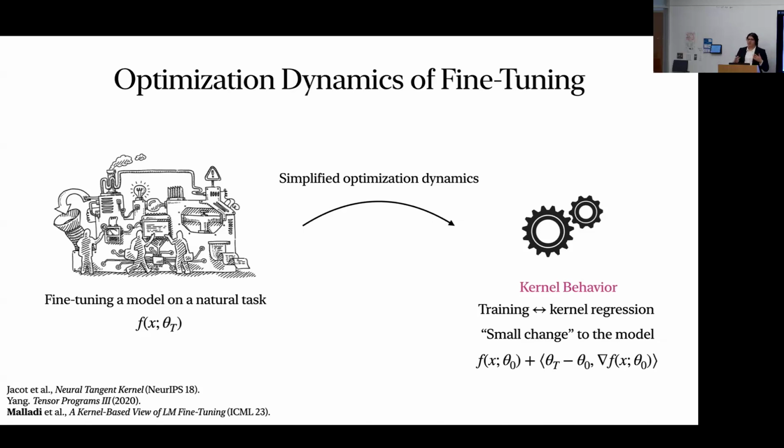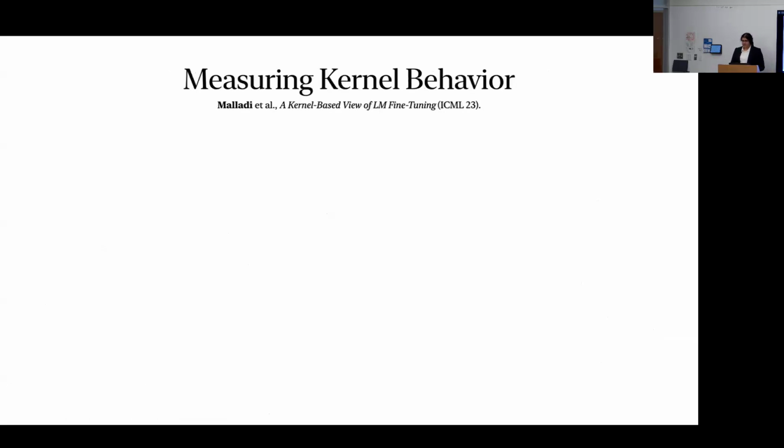To be a little bit more technical about it, kernel behavior prescribes that we should be able to write the output of this function after training as equivalent to the first order Taylor expansion. So we should be able to linearize the optimization dynamics. This equation is not too important, but I wanted to ground it technically in what I'm actually talking about with respect to kernel regression and so on.